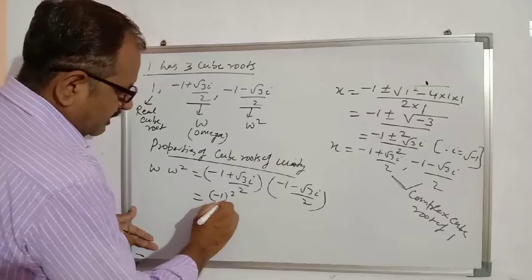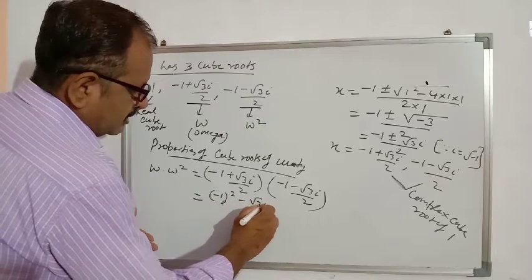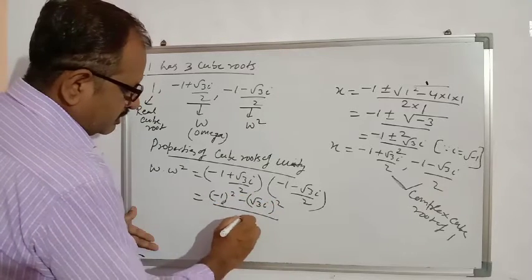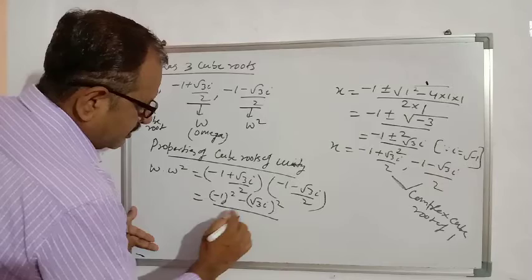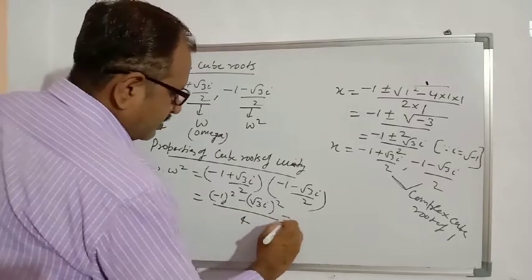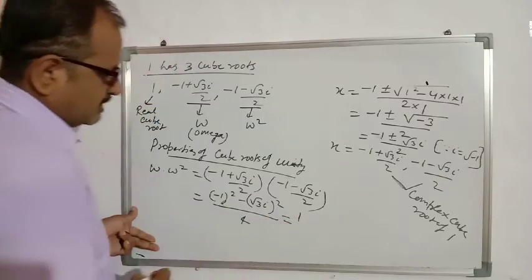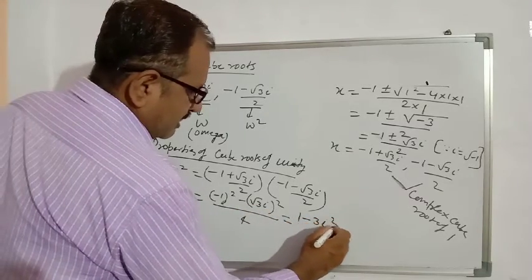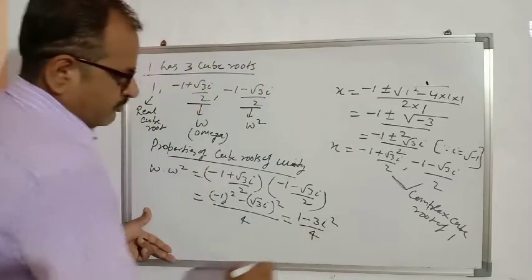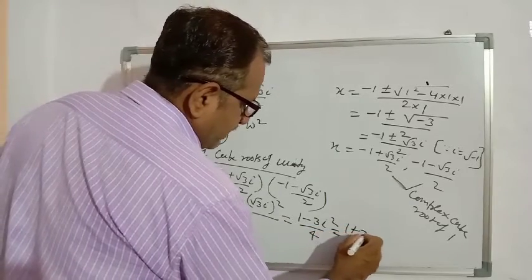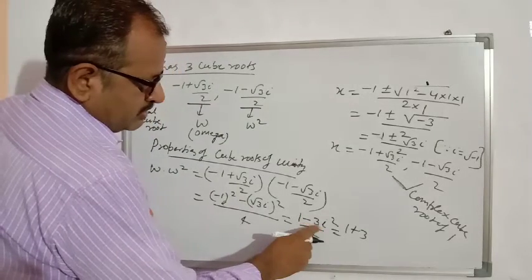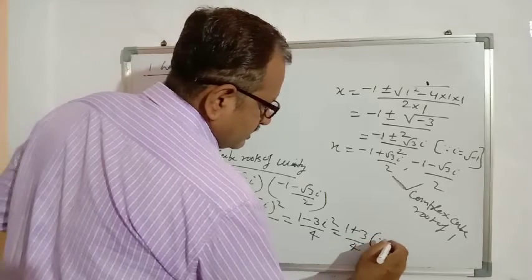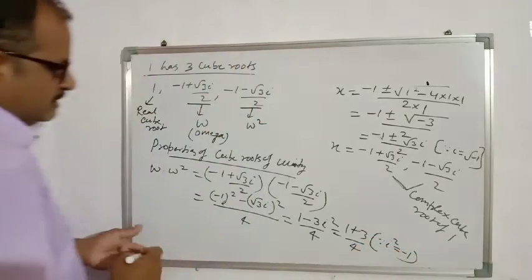So (−1) square minus (√3i) whole square, upon 2 into 2, which is 4. Minus 1 whole square is plus 1. Minus root 3 square is 3, and i square upon 4. So 1 plus 3, since i square is equal to minus 1. So minus into minus, plus 1 plus 3 by 4.